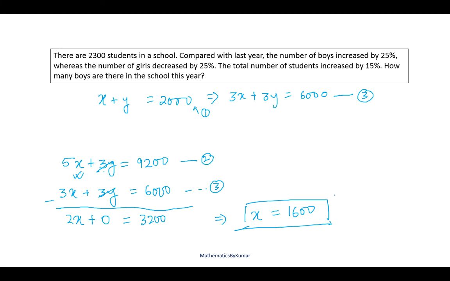Now this is where you need to be careful. Sometimes what students do is they find a value of x and they leave it there. But remember, what did the question ask? The question asked how many boys are there in the school this year. This is the number of boys last year. So we still have to find the number of boys this year.